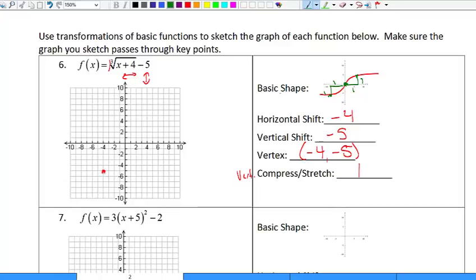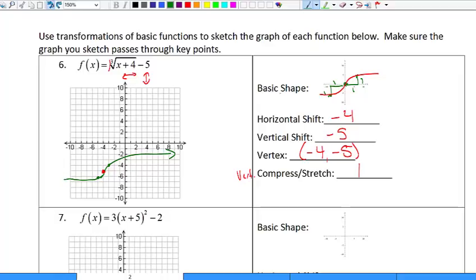Then I'm just going to go from my vertex, right 1 and up 1, left 1 and down 1. Now these 3 points, if you just had these 3 points and you didn't know what the basic shape was, you're never going to get this correct. You need to know what the basic shape looks like so that when I try to sketch it, I'm going to get the right shape. Because those 3 points could make a line, they could make all sorts of things. It can make a cubic. So make sure that you're doing it correctly with the correct shape.